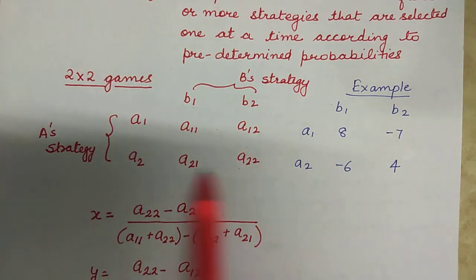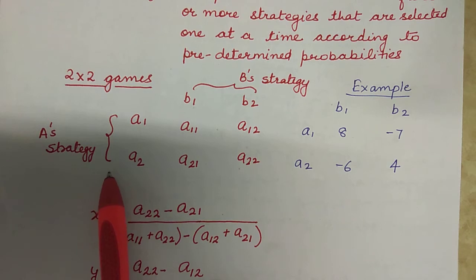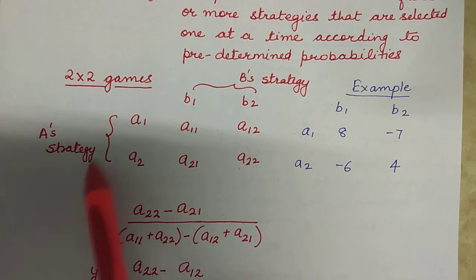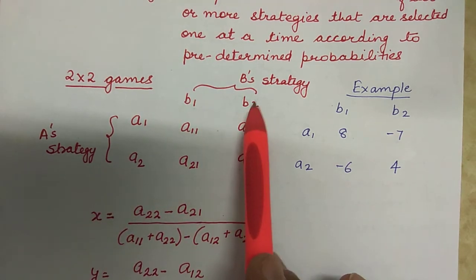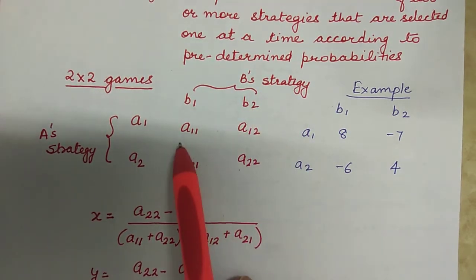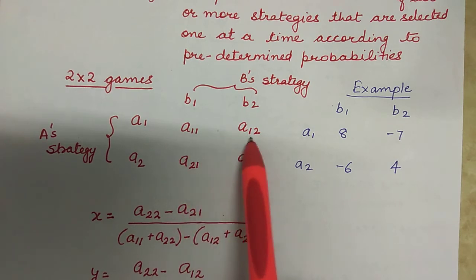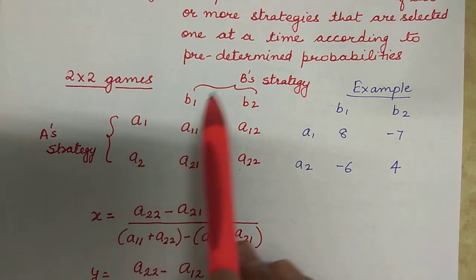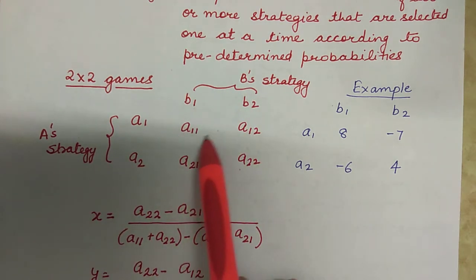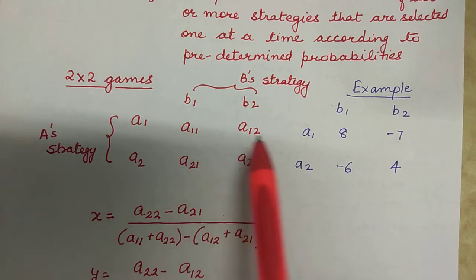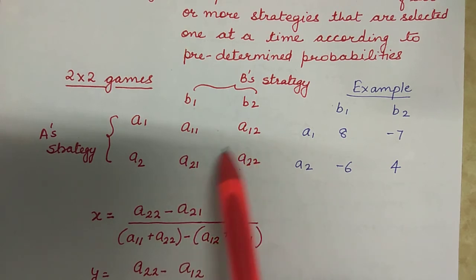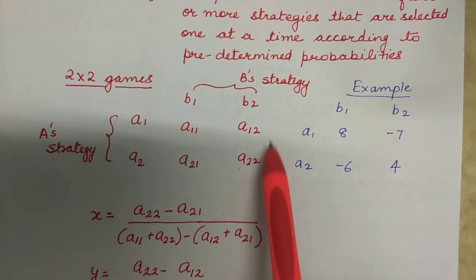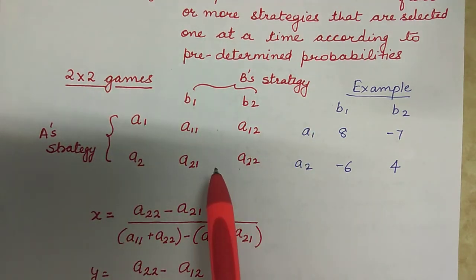So this is generally the format of a 2x2 game. These are the strategies A1, A2 for A player, and these are the strategies B1, B2 for player B. And what are these? A11, A12, these are the payoffs. If A chooses A1 and B chooses B1, then the payoff is A11, and this is A12. In this case, it is A21 and this is A22. This is a typical 2x2 matrix game.